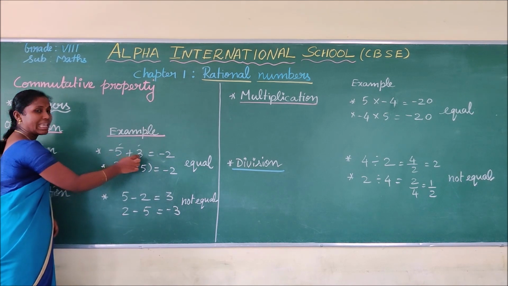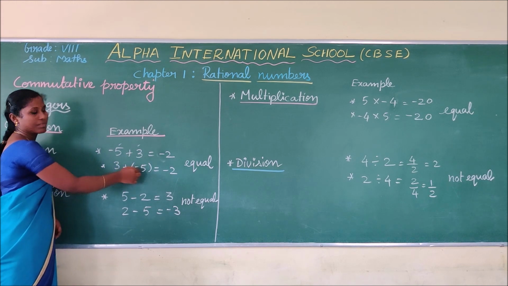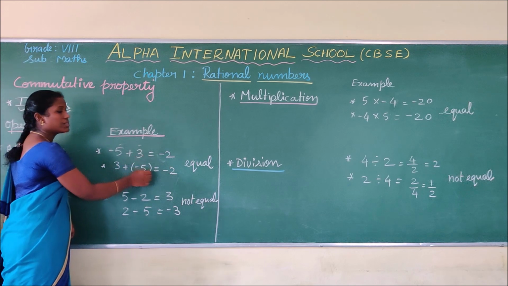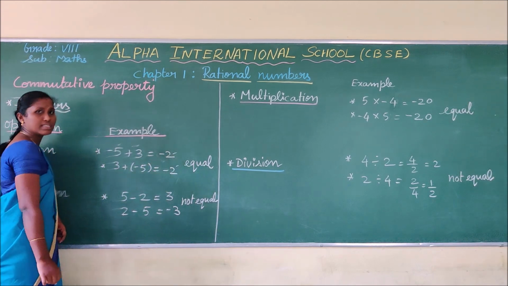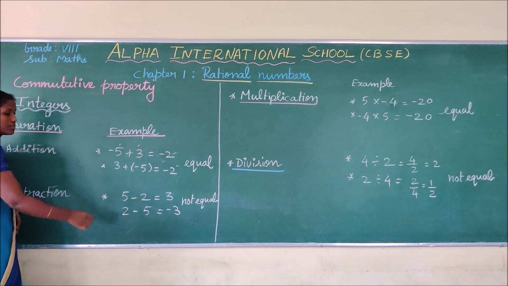Replace the numbers. It's in the form of A plus B. Now I am replacing it in the form of B plus A. Check the result, it is also minus 2. So in both the forms, the results are the same. So we can say that the commutative property holds for integers under addition. Next, let us check for subtraction.